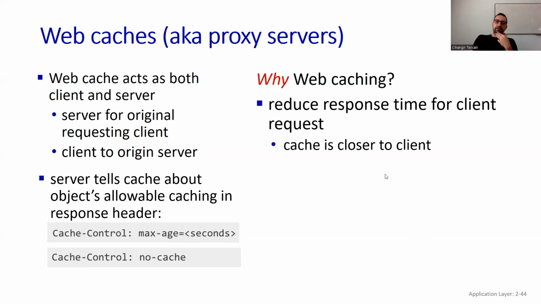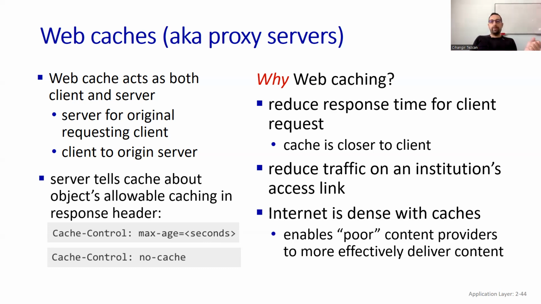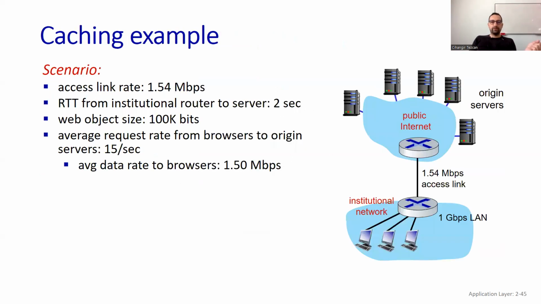Yeah, by caching we reduce response time for client requests. The cache is closer to the client, because it is in our same institute, right? We can instantly get the object. It also reduces traffic on an institution's access link. This is also a good thing. The internet is dense with caches, which enables poor content providers to more effectively deliver content. So this is the good thing.